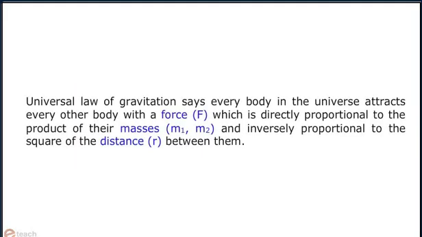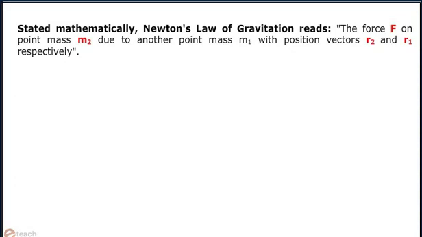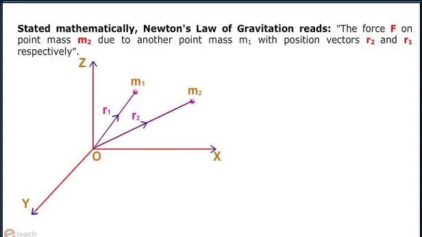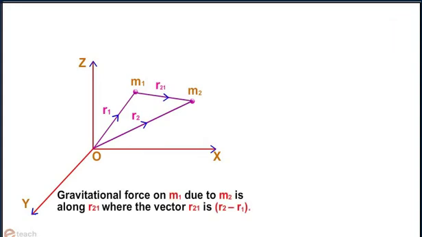The universal law of gravitation says every body in the universe attracts every other body by a force F, which is directly proportional to the product of masses m1, m2 and inversely proportional to the square of the distance r between them. Stated mathematically, Newton's law of gravitation reads: the force F on a point mass m2 due to another mass m1, with position vectors r2 and r1 respectively. Here you can see the gravitational force on m1 due to m2 is along r21, where the vector r21 is r2 minus r1. According to the law, we have F proportional to m1 m2 and F inversely proportional to r square, where mod F represents the magnitude of force F.